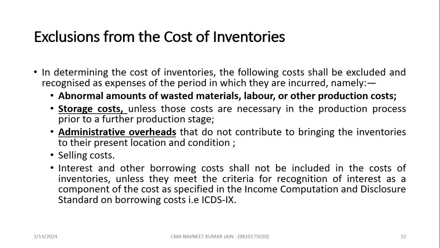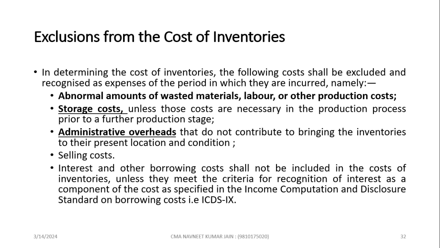Number three, administrative overheads that do not contribute to bringing the inventories to their present location and condition will not be included. Now again, here we have a challenge. As we know, overheads are indirect expenses. These are not directly related to the product or the activity, but they are indirectly supporting the activity. Identifying an indirect nexus between the two may be difficult in certain cases, to identify and also to prove. So under these conditions, it may be very challenging to include certain overheads categorized as administrative overheads.